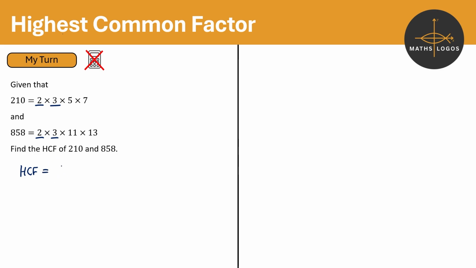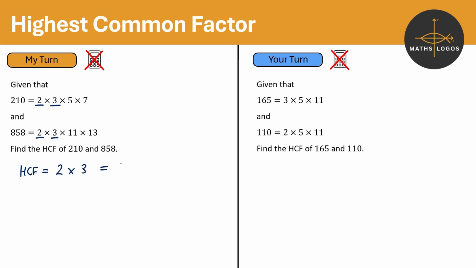So our highest common factor is going to be the product of the prime factors they have in common. So the highest common factor in this case is 6. Pause the video, give this question a go, and then your answer will be on screen in a second. There's your answer. Your highest common factor was 5 multiplied by 11, which is 55.